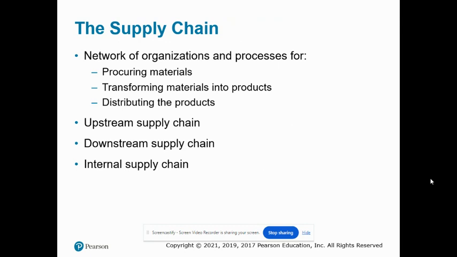Again, in the text, we have the example of Nike sneakers supply chain. What types of firms are in the upstream supply chain? And what about the downstream?